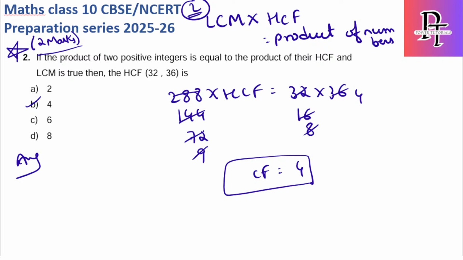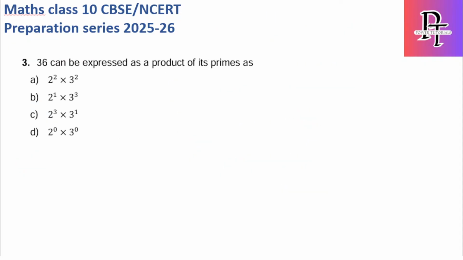I'll repeat the steps again. The concept for two numbers is LCM into HCF is always equal to the product of those two numbers. Here the LCM we already calculated, which is 288. So 288 into HCF is equal to the product of those two numbers, which are 32 into 36. Simply dividing, we'll get the final answer as 4. Okay, let's move to the third one.